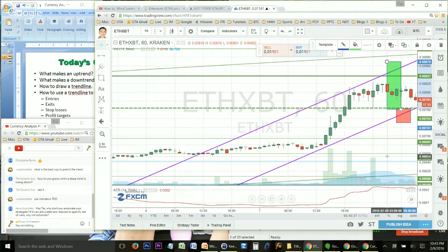The trade management. What do you do when the trade goes against you? You get out. What do you do when the trade goes in your favor? You let it run, okay? We'll talk about trade management later. Let's just focus on the trend line here.